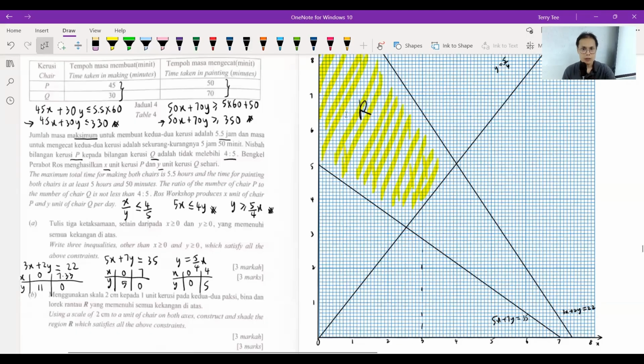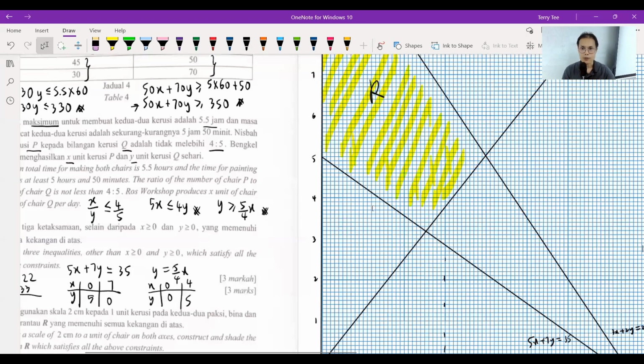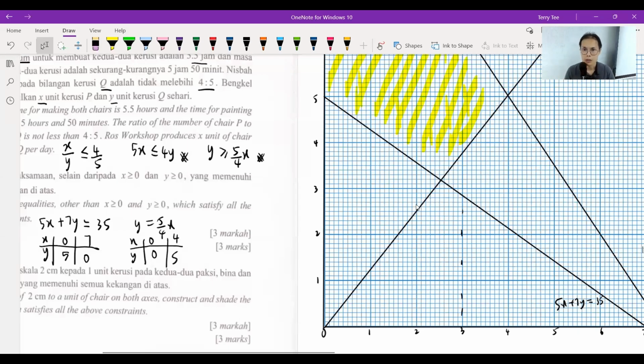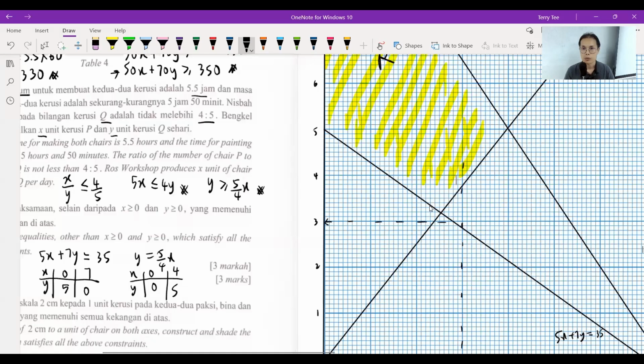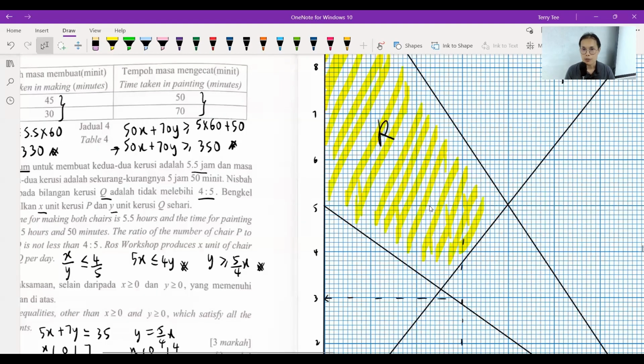Now, in this case, we obviously cannot take 2 point something. It's actually 2 point something here. But bilangan kerusi is a discrete quantity. It has to be a whole number, right? So, yeah, 3. You move up. This will be, we can't take 6 point something. So we have to take 6.